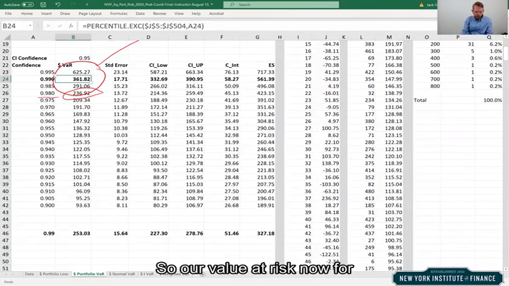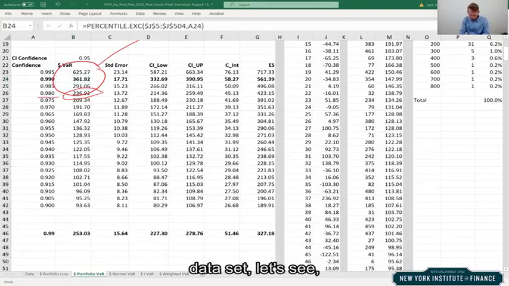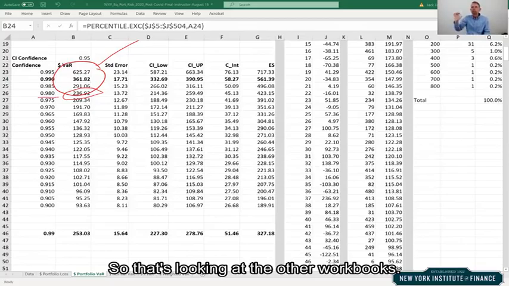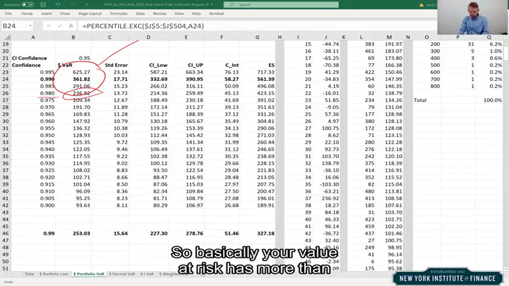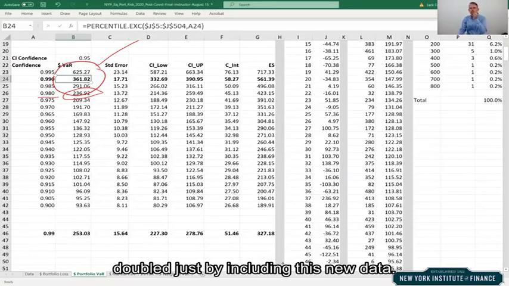So our value at risk now for 99% is 361. And before, when we looked at the earlier data set, let's see, it was 151.71. So that's looking at the other workbook. So basically, your value at risk has more than doubled, just by including this new data.